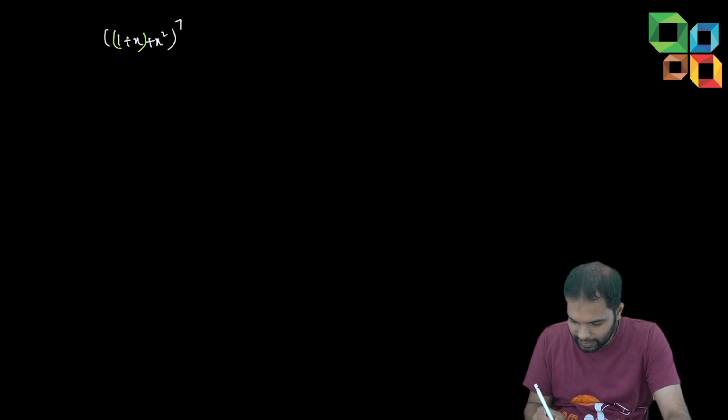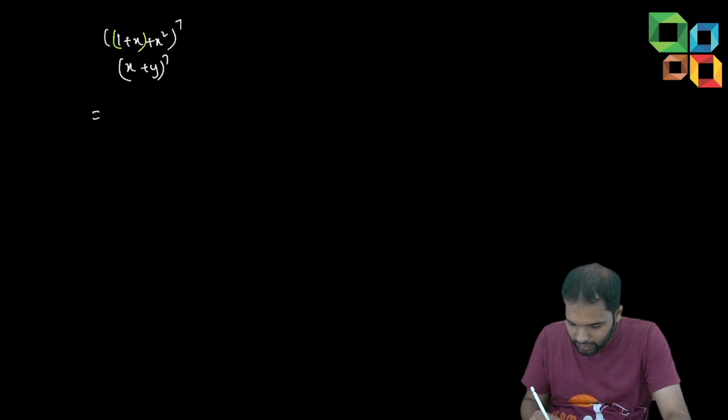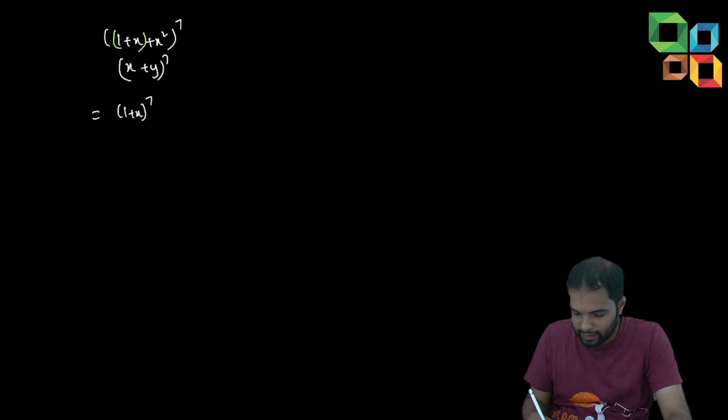If I club, can you see what this is? This is x and this is y. So you can use the expansion now. In place of x, it is 1 plus x. It's a different thing. So what is it? First term, (1 plus x) whole power 7. Second term, 7c1, (1 plus x) whole power 6 into (x square) whole power 1.